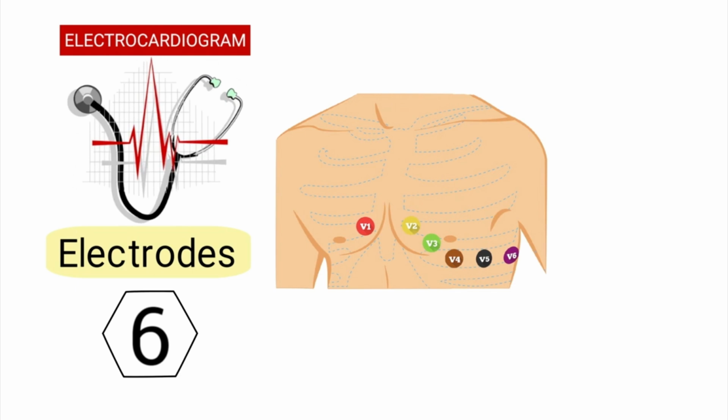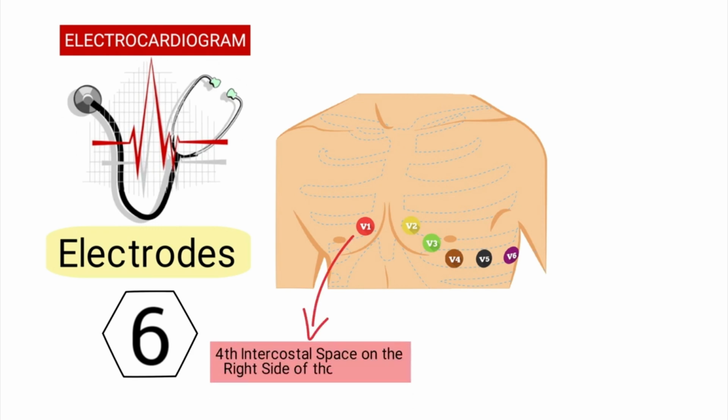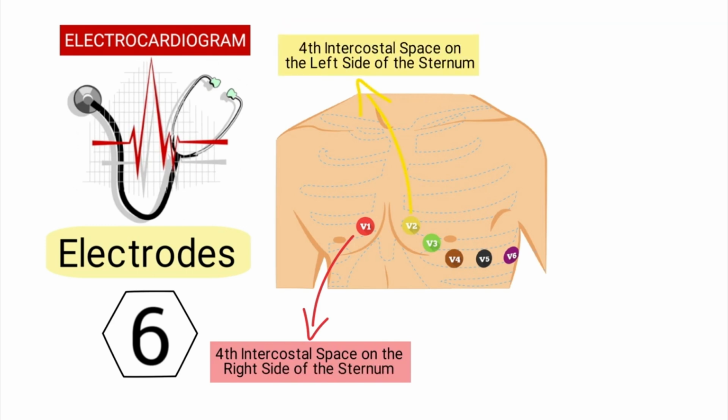As previously mentioned, there are 6 standard electrodes that must be attached to a patient's chest during an EKG in order to obtain a reading. This includes the following: V1, which is placed on the 4th intercostal space on the right side of the sternum. V2, which is at the 4th intercostal space on the left side of the sternum.